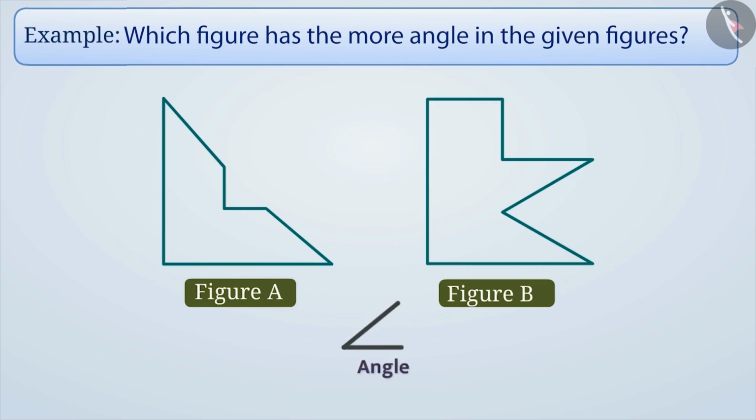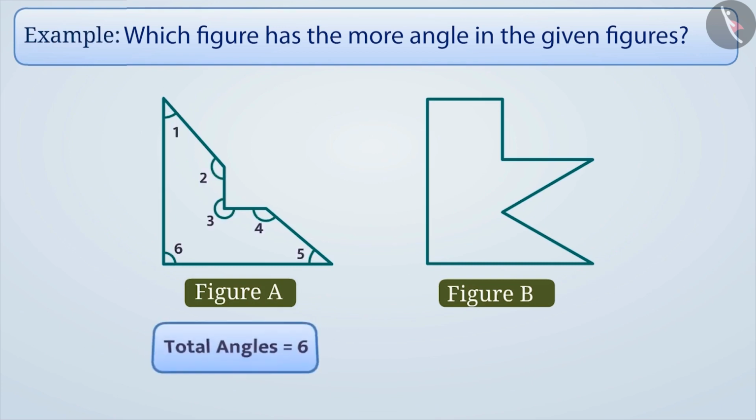Angle means corner. So to find out how many angles are there in the figure, we will find the number of corners. Here, in figure A, we see there are 6 corners. So this figure has a total of 6 angles.